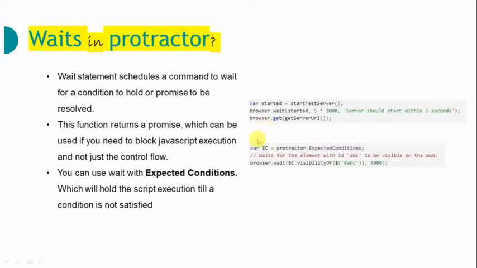The other example is that you can also use the expected conditions of Protractor. Declare a variable, let's say EC is equal to protractor.ExpectedConditions, and now say browser.wait(EC.visibilityOf(element), 5000) for 5000 milliseconds. So this is how you can again use the wait statement in your script to wait for the visibility of one element, and until that element is visible, your script will not get executed further.